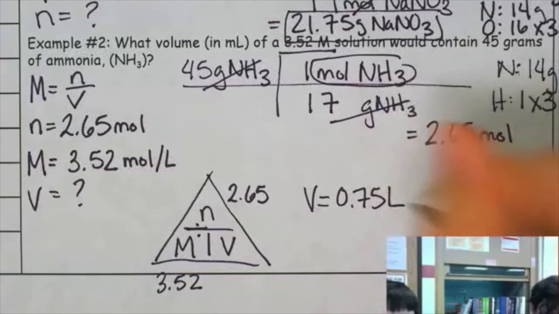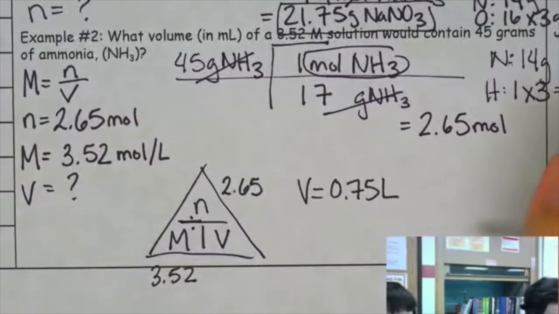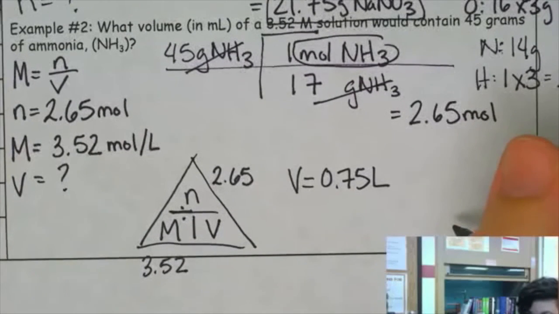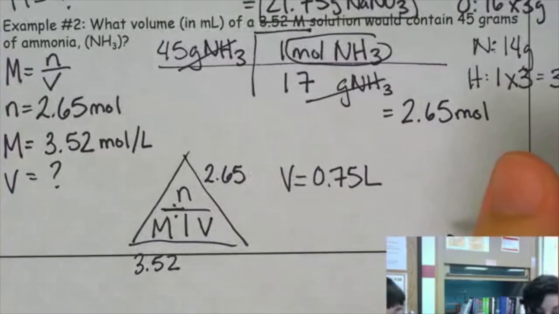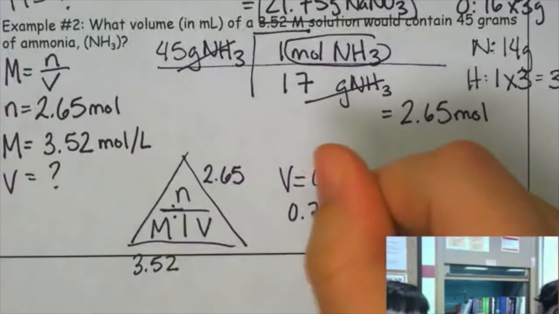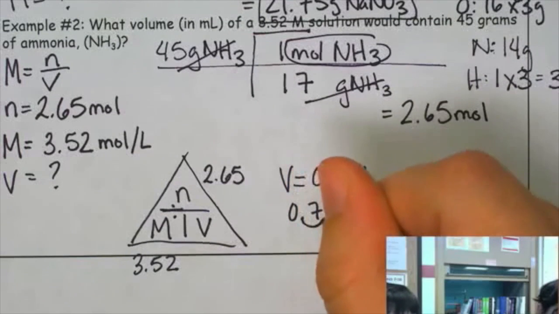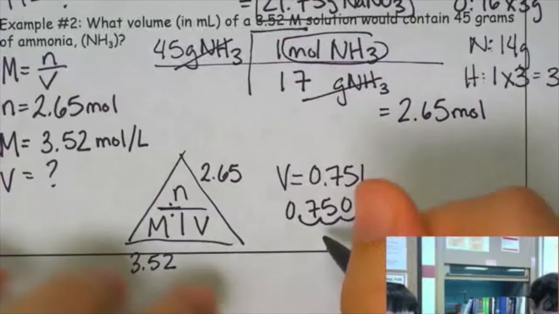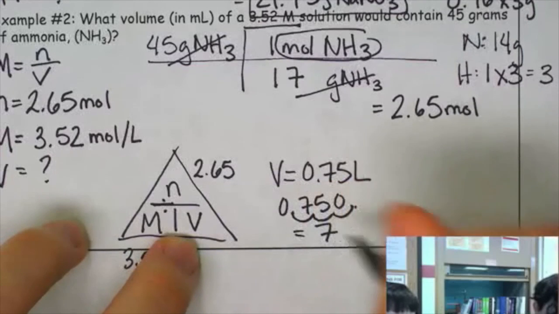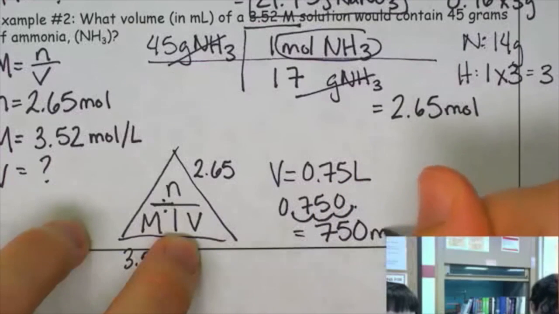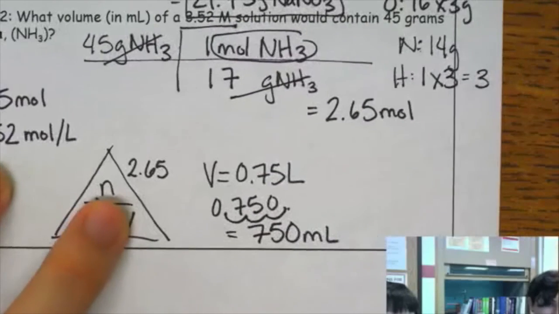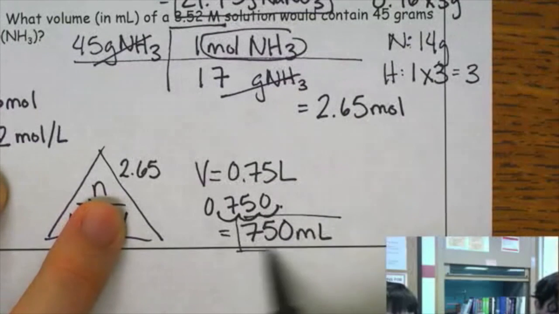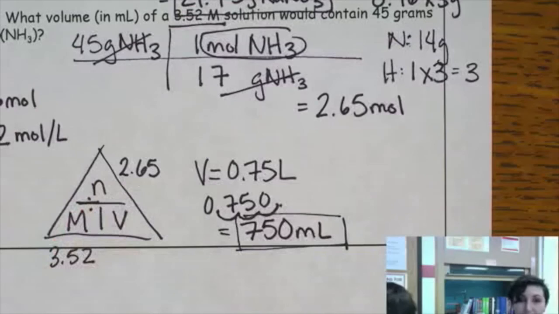Now to get it into milliliters, what do we have to do? Don't we multiply by 1,000? Or just move the decimal place over 3 times? That's right. So 0.75, if we move the decimal place over 3 spots, is the same thing as 750 milliliters right there. Very good, so that is our answer. Very cool. And ask your teachers if you have any questions.